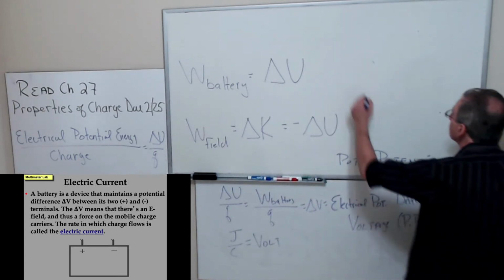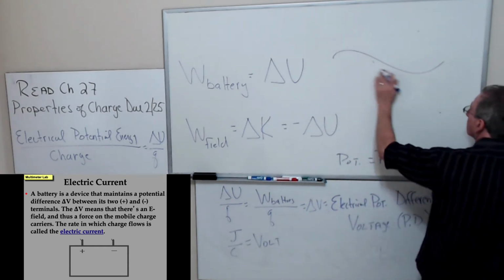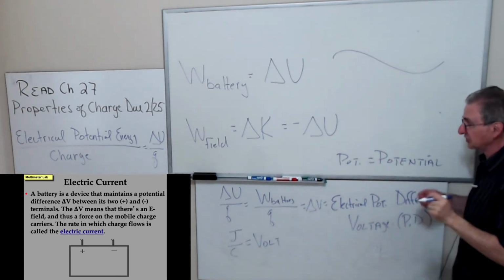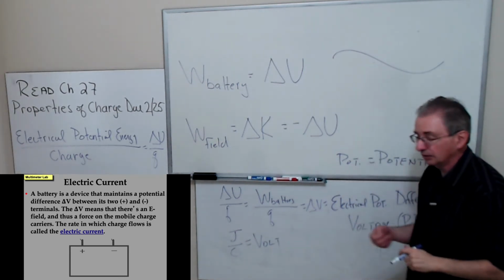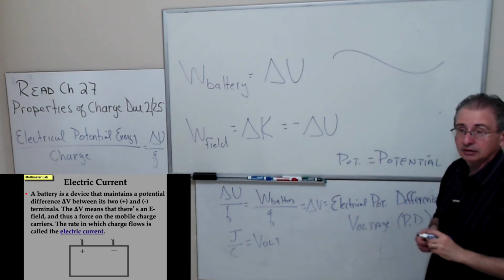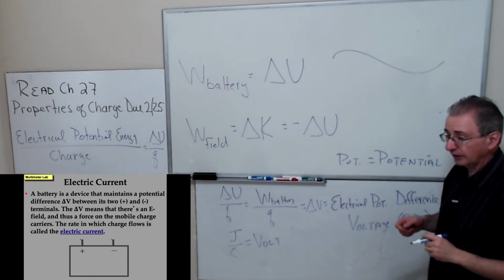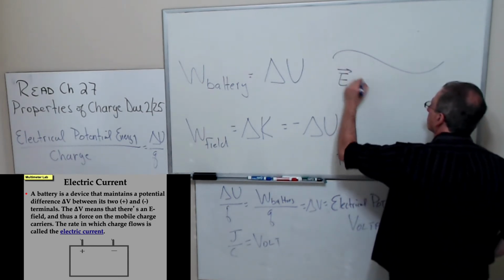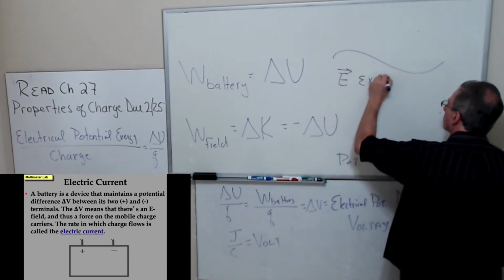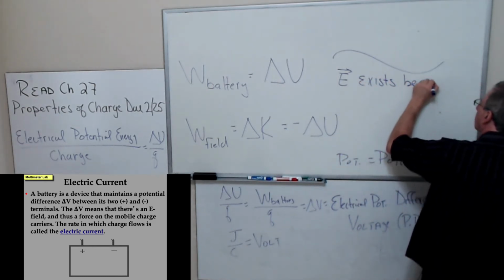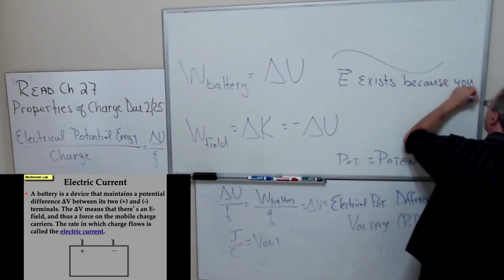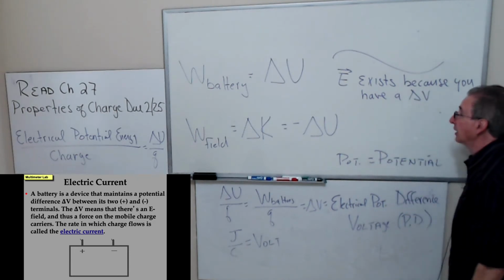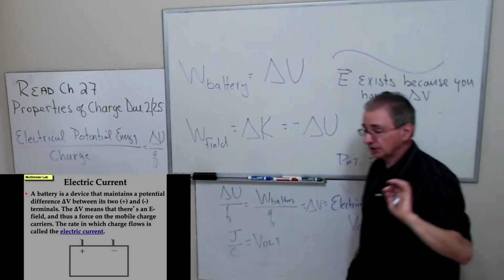So basically what you need in a wire, you have to set up an electric field. The electric field is set up because of the delta V. The electric field exists because you have a delta V. You have a gradient across the wire, a potential gradient across the wire.